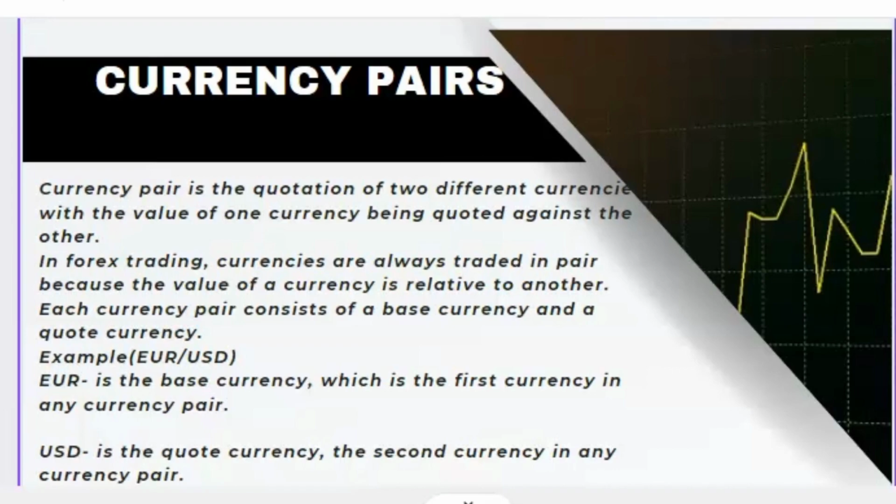So if I come and I say, okay, it is the USD against the Japanese yen, that is, the USD is the base currency, while the Japanese yen is the quote currency. If I say it is the euro against the Canadian dollar, the euro is the base currency and the Canadian dollar is the quote currency. So you are buying a currency while you are selling the other currency. So this is the difference between the base currency and the quote currency.